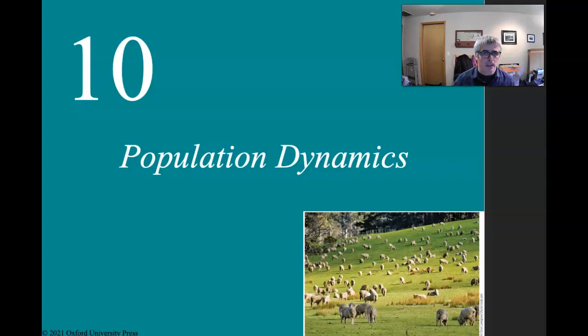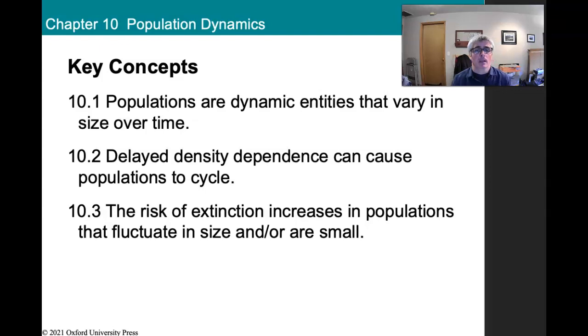Okay, chapter 10 on population dynamics. The key concepts of this chapter are: populations are dynamic entities that vary in size over time. Delayed density dependence can cause populations to cycle. The risk of extinction increases in populations that fluctuate in size and/or are small.